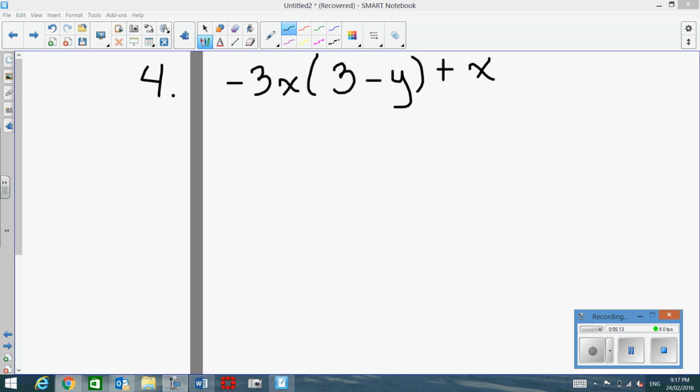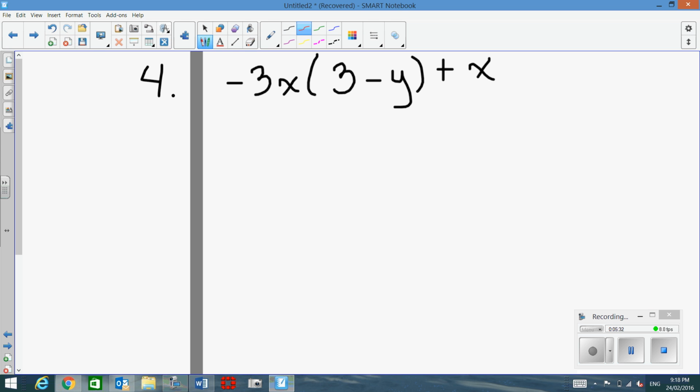In this next example, I wanted you guys to be able to see that we have an expanding situation occurring at first. We have the negative 3x multiplying by the 3 minus x, but then you have an extra x added on to the end. We are going to attack this question the exact same way. Do not let that plus x on the end trick you.